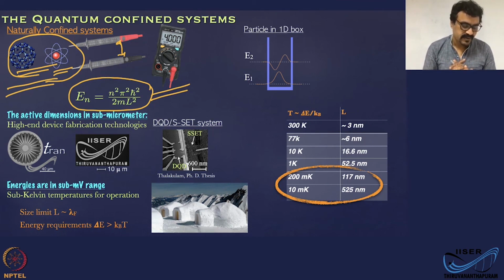So what that means is we need devices or technology where we can go down to dimensions in the sub-micrometer scale, but not to this scale. Okay, those are too small. That is possible only with advanced device fabrication tools such as lithography tools.